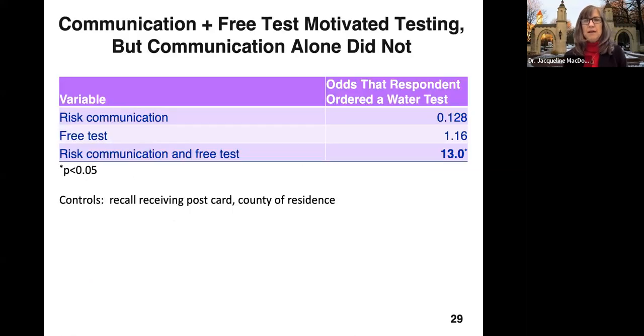So we did find that the risk communication and free tests together were very effective in motivating people to get a water test. So what this is showing, it's the result of a statistical analysis where we compared the 4 different groups. So this is comparing the groups that got only the risk communication, the group that got only the free test, and the group that got the risk communication and free test against the control group.